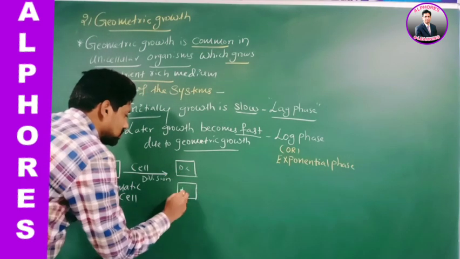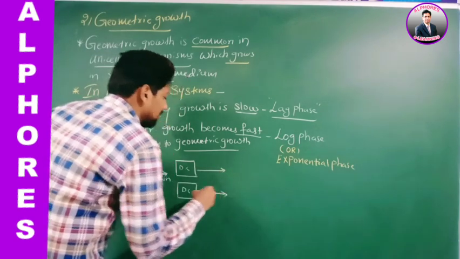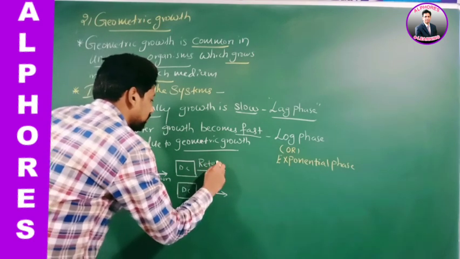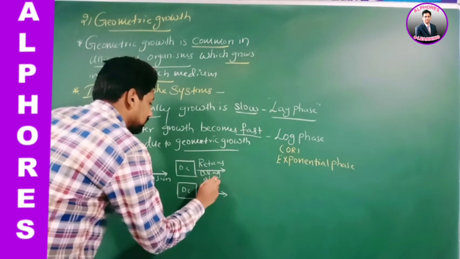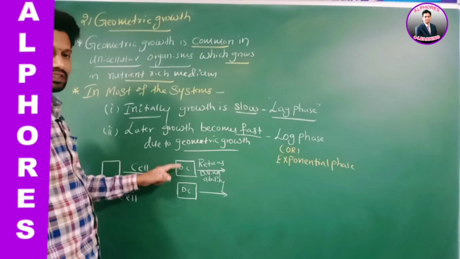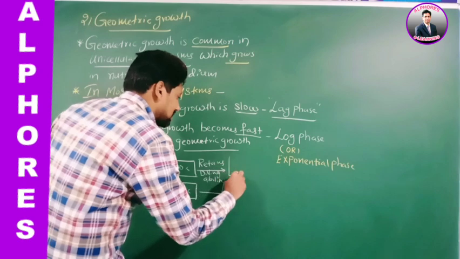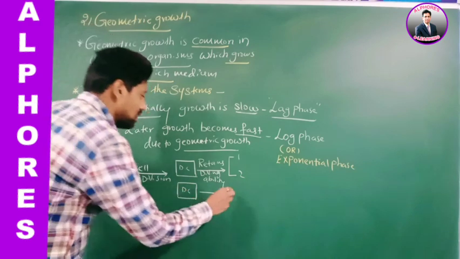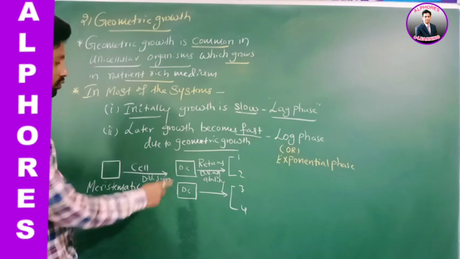Now we are discussing which growth here? Geometric growth. These 2 daughter cells retain dividing ability. Both the daughter cells retain which ability? Dividing ability. So this meristematic cell divides and produces 2 cells. This also retains dividing ability, so it also divides and produces 2 cells. Therefore, one cell when divided, 2 cells are obtained.